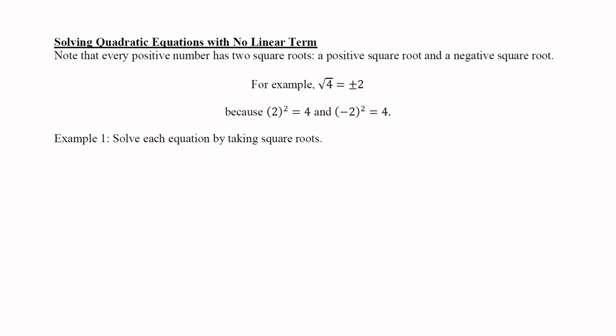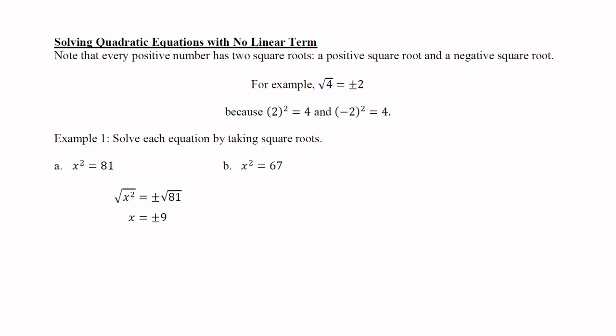So let's solve each equation by taking square roots. Let's start with this first one. x squared equals 81. We can take the square root of each side, and when we do that, you have to remember there is a positive root and a negative root involved. We can take the square root of 81 to get 9. So we have two solutions here. We have positive 9 and negative 9, which we can write compactly as plus or minus 9.